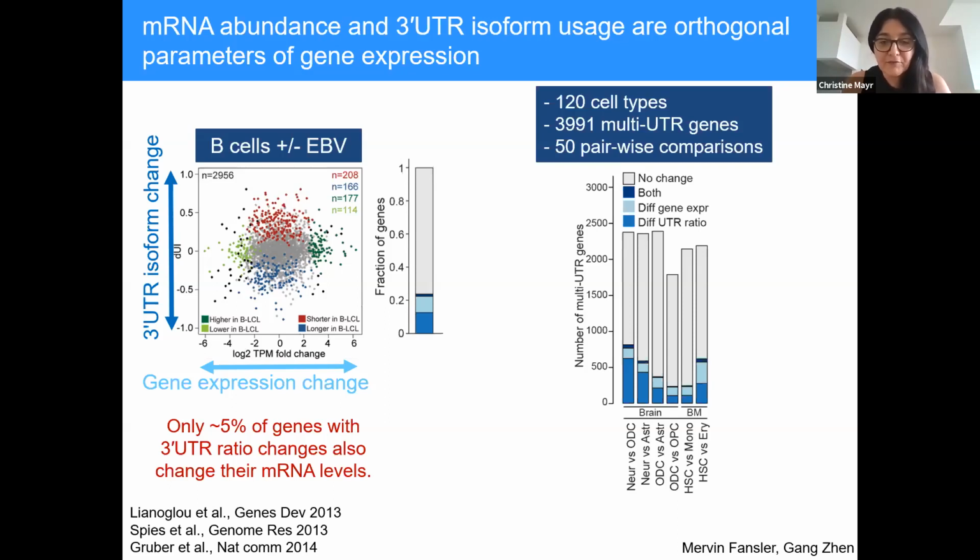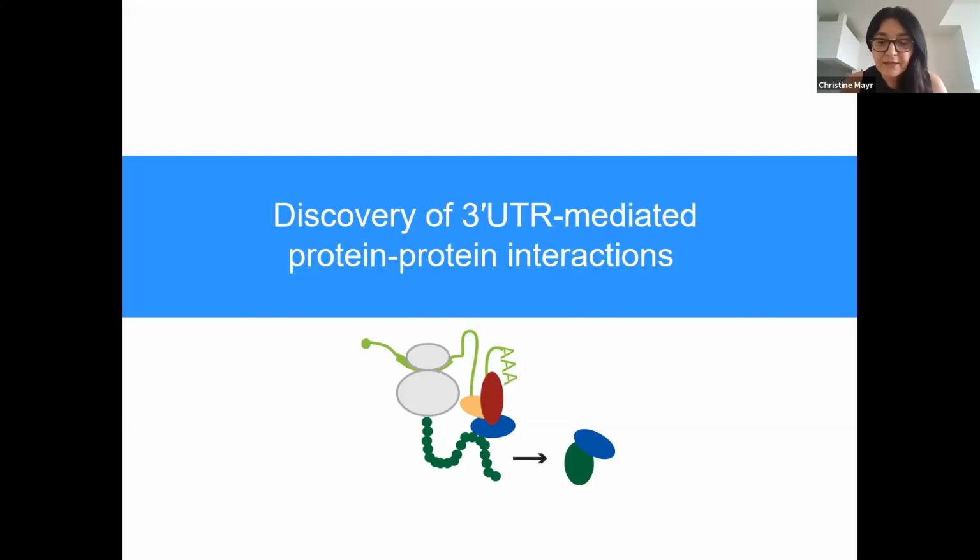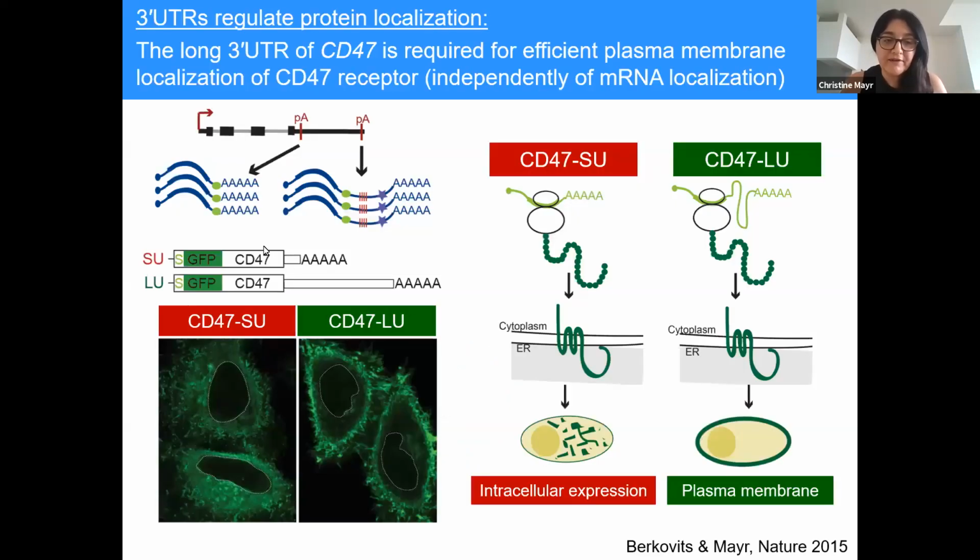And so therefore we looked a little bit more closely, and we found that 3' UTRs can actually mediate protein-protein interactions. And so we looked at CD47 because CD47 protein can be encoded from an mRNA with a short or a long UTR. And so we made GFP fusion constructs. So we fused GFP to the coding region, and then we either added its short UTR or its long UTR. And at the time, we really didn't know what would happen. So we transfected these constructs into cells.